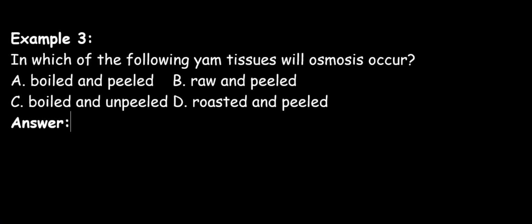Our answer: from the experiments we discussed during the course of this teaching, we saw in the method that we will use a raw and peeled yam, because a raw and peeled yam can act as a semi-permeable membrane. So this means our answer is B, raw and peeled.